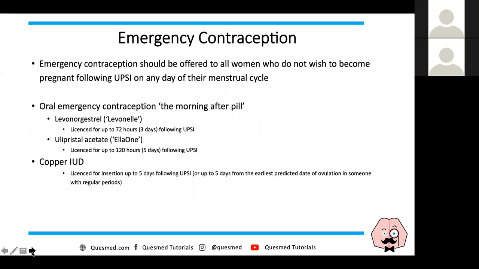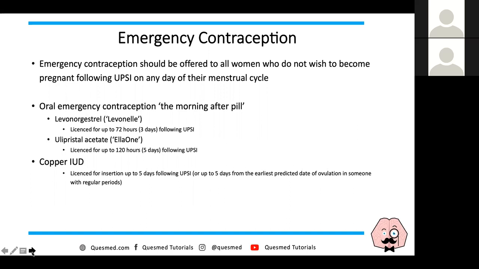Talking about oral emergency contraception, commonly known as the morning after pill, there are two oral pills available in the UK. We have levonorgestrel, also known as Levonelle, and that is licensed for up to 72 hours, 3 days following unprotected sex. And we also have ulipristal acetate, or ELLA-1, and it is licensed for a wee bit longer, up to 5 days following unprotected sex. These both function by delaying ovulation. The thought process is that ovulation is delayed until such point where the sperm that has got inside are no longer viable.